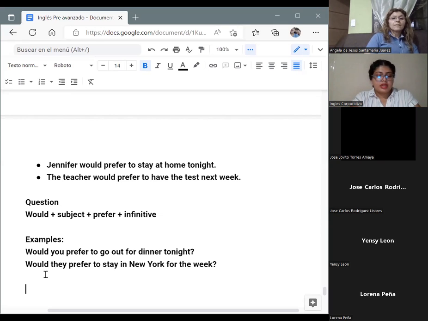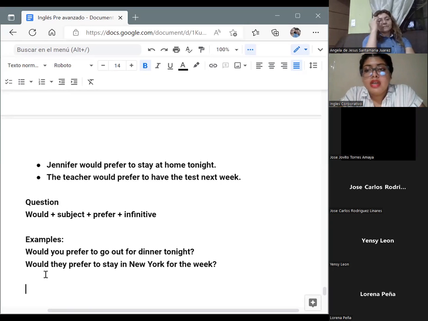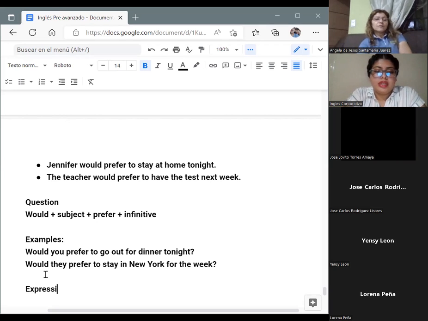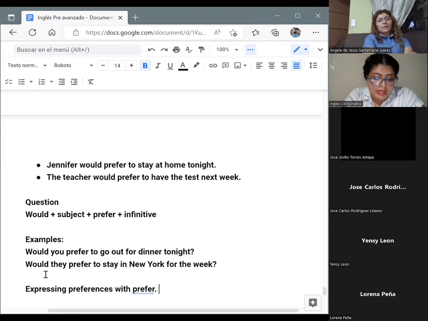Then we have expressing preferences with prefer. So in that case, we are talking about the preference that we have, and we are going to express the preferences. We have structures for that part too. Expressing preferences with prefer. So in this case, we are going to use the simple present with prefer to express general preferences between people, places, or objects. And we are going to use the preposition to state your preference.